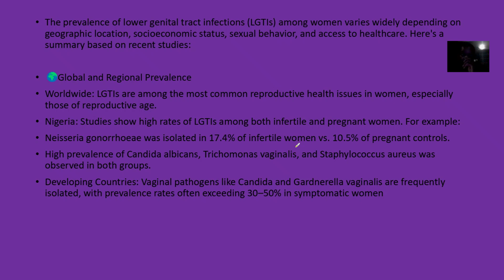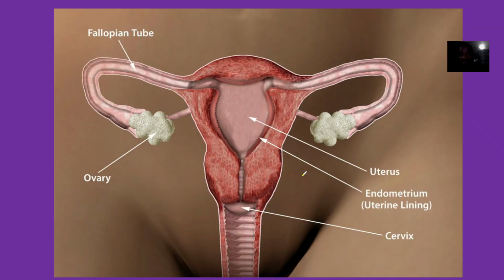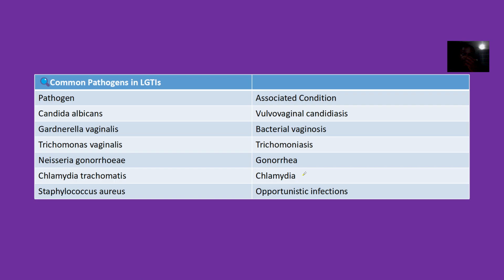There's also a high prevalence of Candida albicans causing Candidiasis, and Trichomonas vaginalis causing Trichomoniasis, which is a sexually transmitted infection. Then also a high prevalence of Staphylococcus aureus. In developing countries, Candida and Gardnerella vaginalis are frequently isolated. You see most women having it without showing any symptoms, no signs. They're just having it quietly like that.